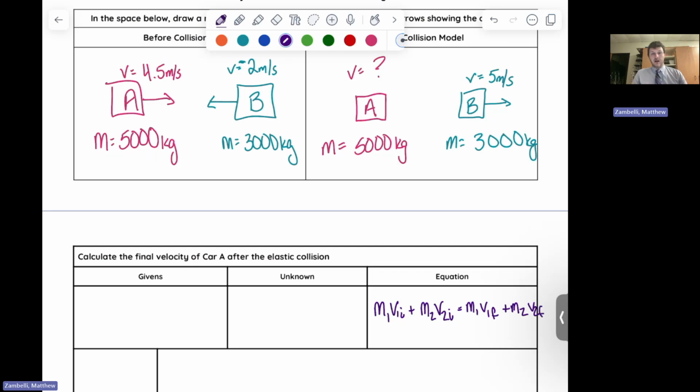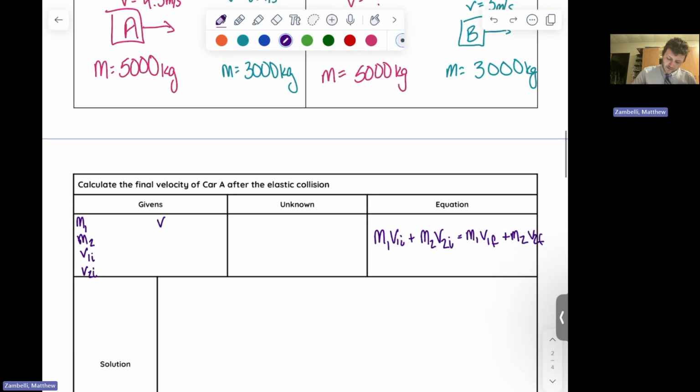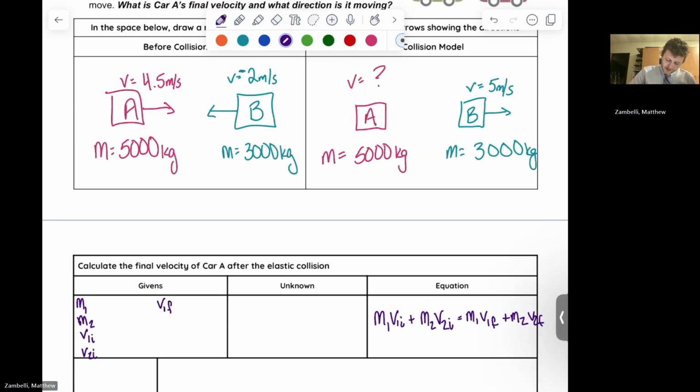It's always the momentum of each car beforehand is equal to the momentum afterwards, because the total momentum needs to be conserved for a collision, especially an elastic collision. Now that we have that, we can go ahead and write down our variables: M1, M2, V1 initial, V2 initial, V1 final, and V2 final.